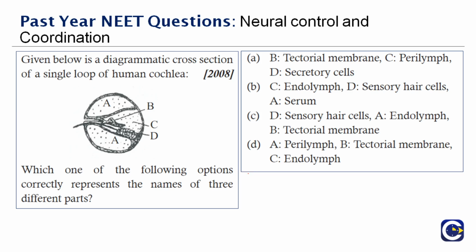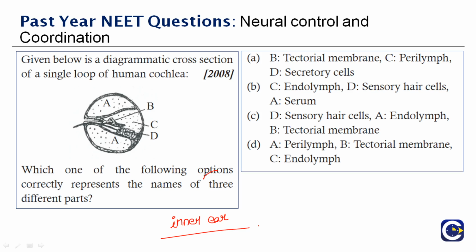Next question here. Given below is a diagrammatic cross section of the single loop of human cochlea. So cochlea is nothing but, the other name of that is inner ear. So don't get confused. Which one of the following options correctly represents the name of the three parts?